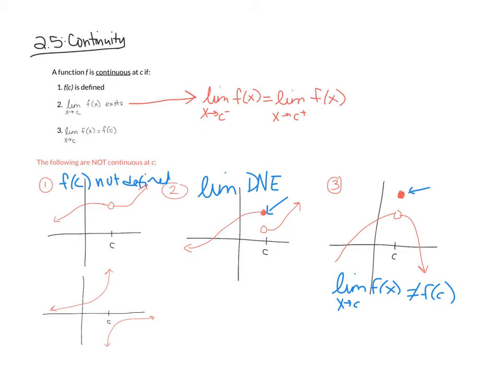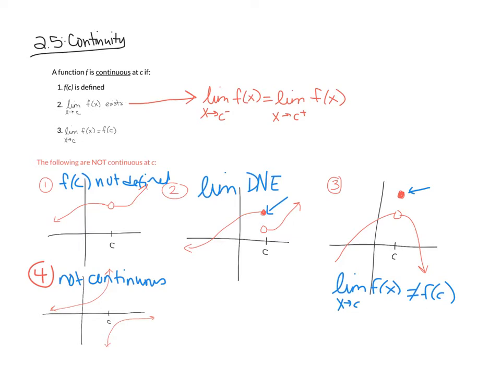And for this last one I put down below, this should be number 4, by the way. For this one, none of those things are satisfied. So this one is definitely not continuous. At point c, it's not defined. We have an asymptote there. The limit does not exist. And of course, since 1 and 2 aren't satisfied, then we can't have 3 either.